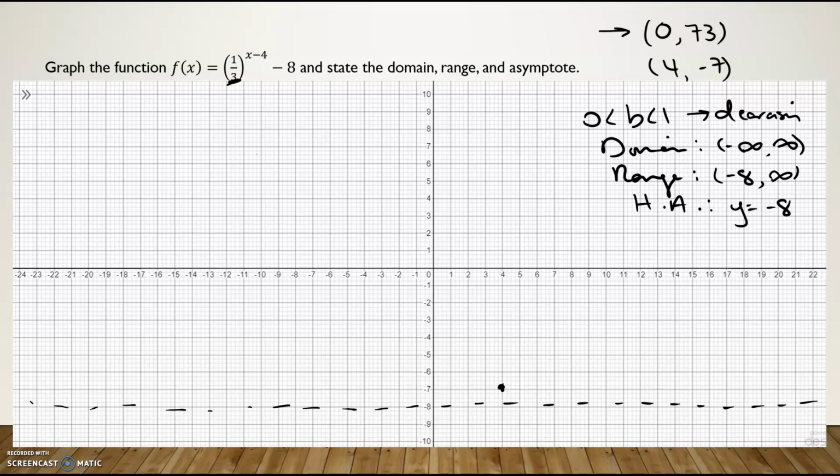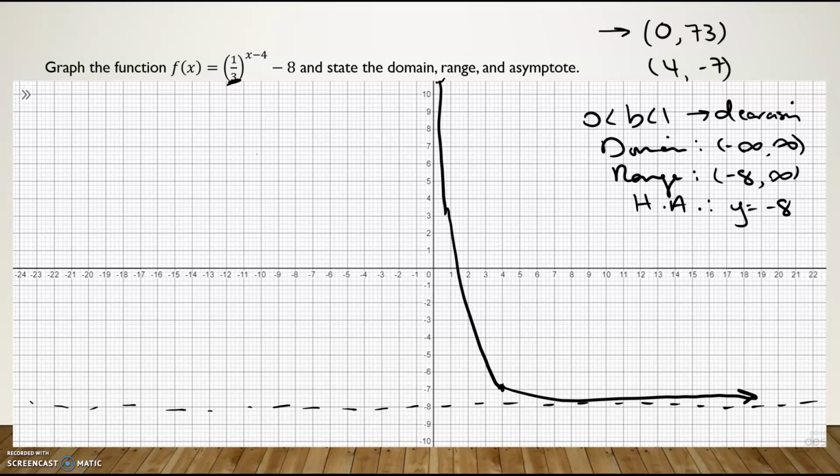Okay, so we know it's way up here. We have the point (0, 73). We know that this is a decreasing function. So it'll look something like this right here, getting closer and closer to that asymptote.